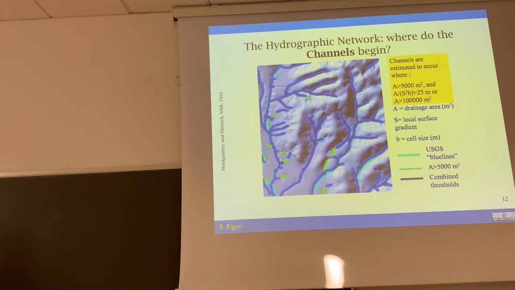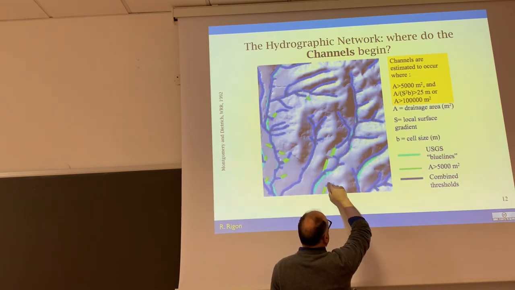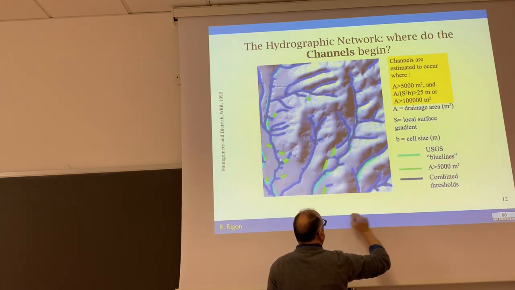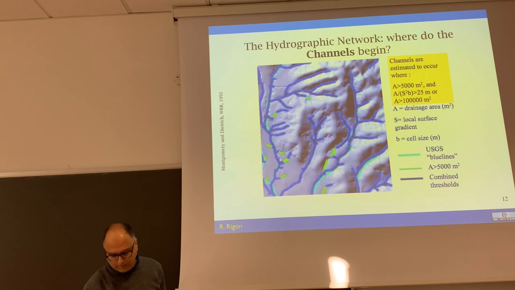In the first work of Dietrich and Montgomery, they used the data they collected and the formula that I showed you before. And you have here various things. You have the USGS blue lines, meaning the maps. You have the combined thresholds. And here you have just using contributing area as a channel initiation. So you see that there are differences, and that the information you have from topography can be even more important than the information you have from maps, because you kind of measure processes.